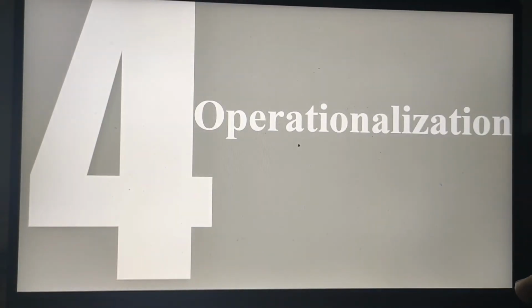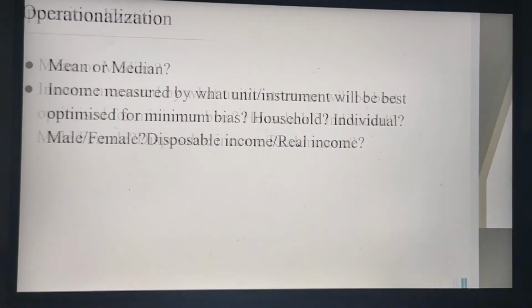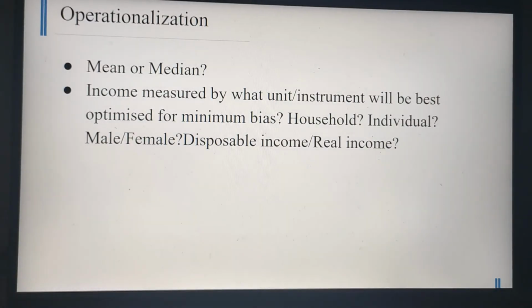And here's the part of operationalization. To choose mean or median, and income measured by what unit or instrument will be best optimized for minimum bias, to use households' or individual income to investigate the marriage age of male or female, to use disposable income or real income.